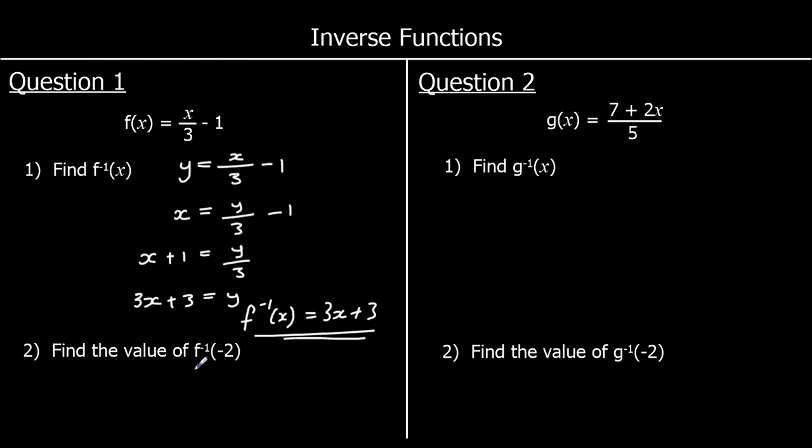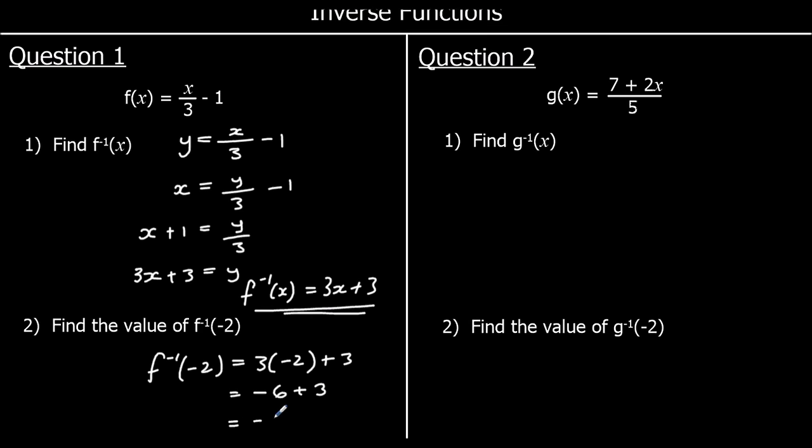Question 2, find the value of f inverse of negative 2. So we're changing x to negative 2 in our inverse function. So that would be 3 times negative 2 plus 3. So that'd be negative 6 plus 3, which is negative 3. So for our inverse function, if we put in negative 2, we get out negative 3, which means for our original function, if we put in negative 3, we would get out negative 2.